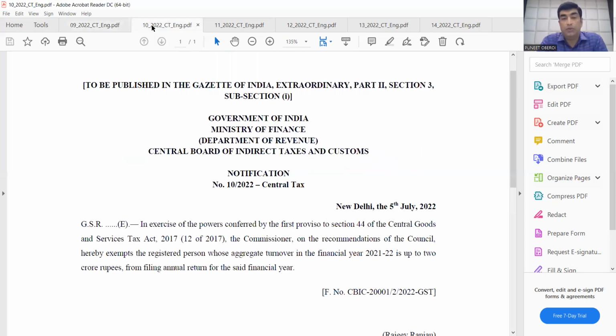As far as notification number 10/2022 is concerned, again a benefit has been given that annual return is not required for any person having aggregate turnover up to 2 crore rupees. So annual return is not required to be filed for the financial year 21-22 also for those whose aggregate turnover is up to 2 crore rupees.